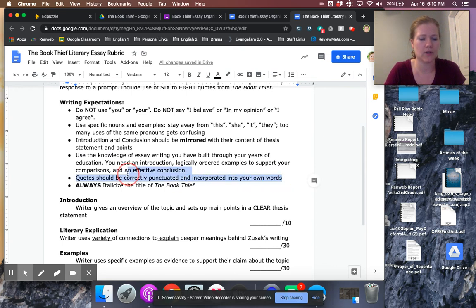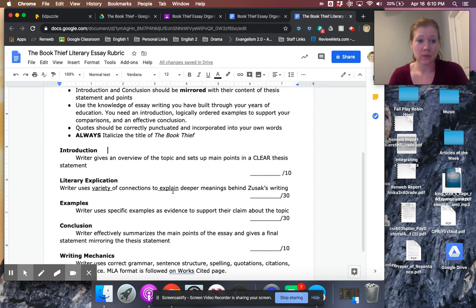All right, and then also I'm going to post a link again to the PowerPoint presentation that we've gone through before about how to integrate the quotes into your writing. Again, you cannot have a quote by itself. It has to be set apart with your words in some way, shape, or form. And also make sure anytime you use The Book Thief, it's italicized, okay, because that represents that it's a whole work. And then that sets it apart from all of your other things.